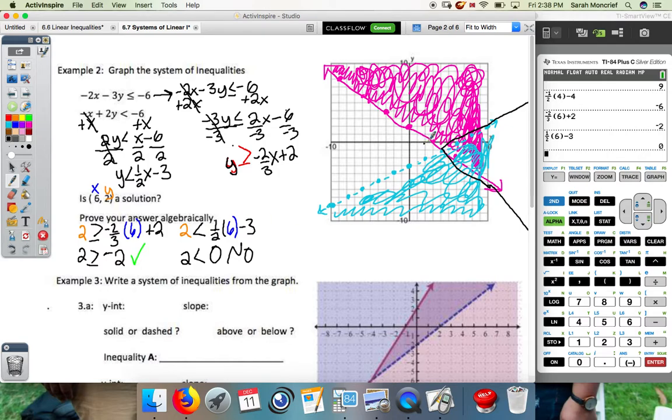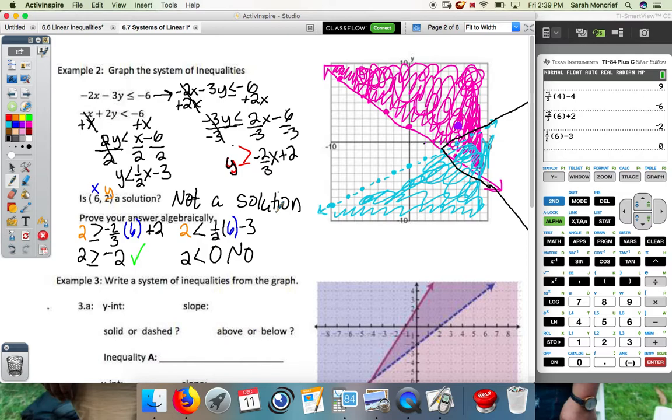We have 1, 2, I'm going to put it in purple. We have 1, 2, 3, 4, 5, 6, and we go 1, 2. So here is 6, 2. Is that in our shared region? No. So this is definitely not a solution. This is definitely not a solution.